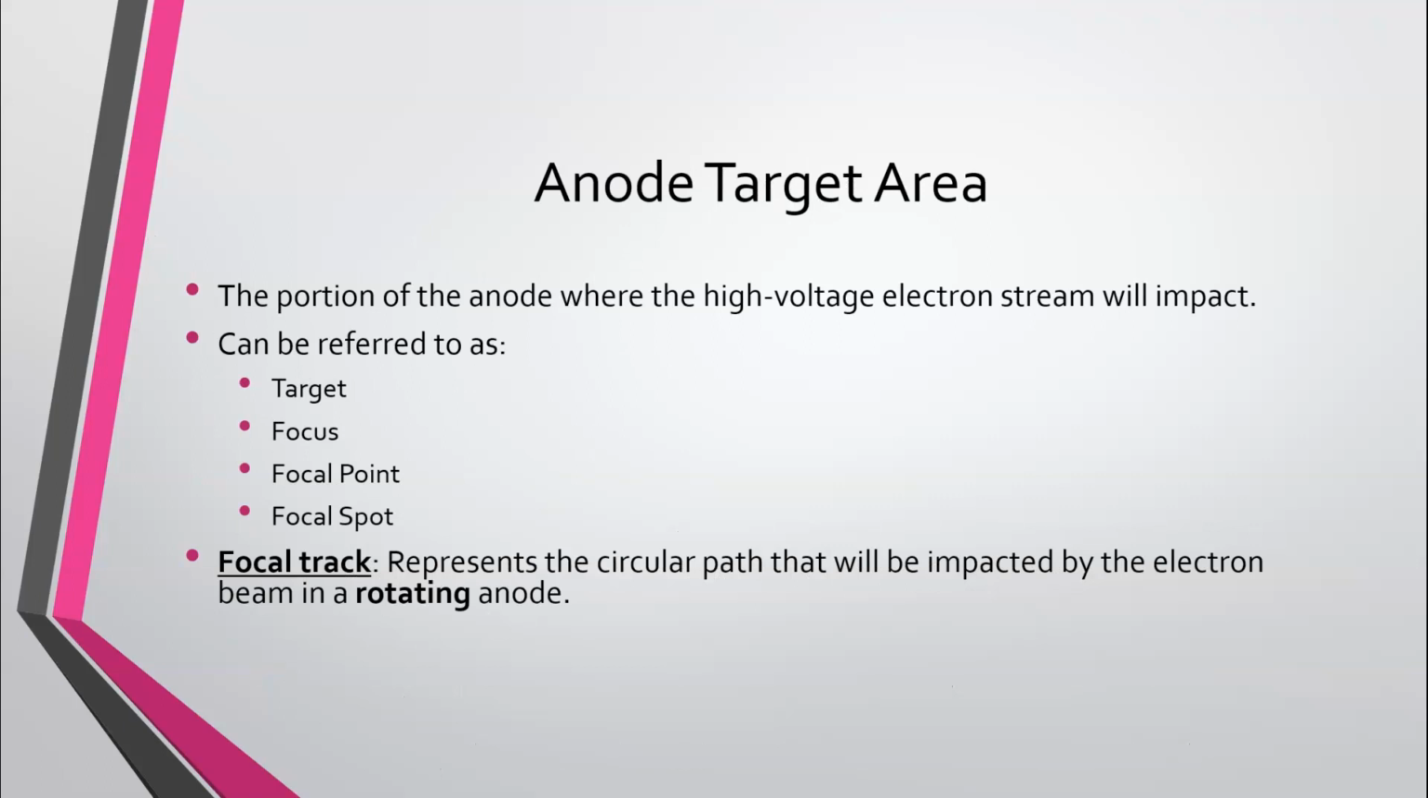The target is the portion of the anode where the high voltage electron stream hits, right? It can be called the target, the focus, the focal point, and the focal spot. Now, typically we call it a focal track, right? Focal track.